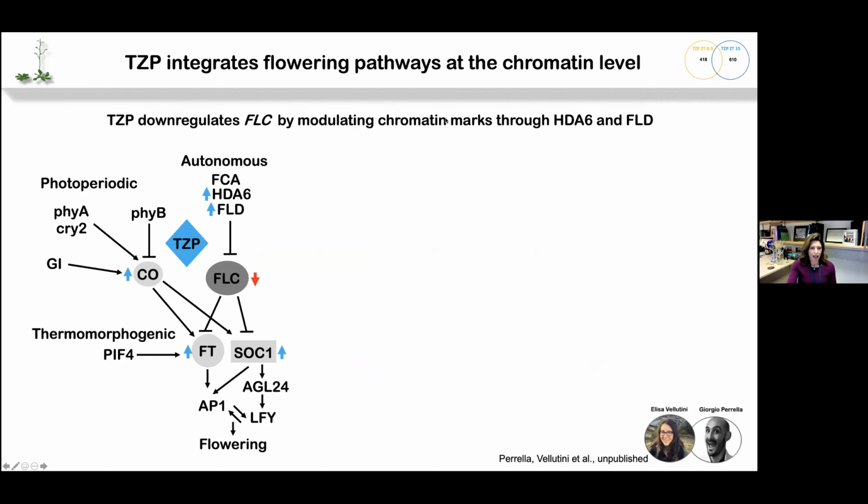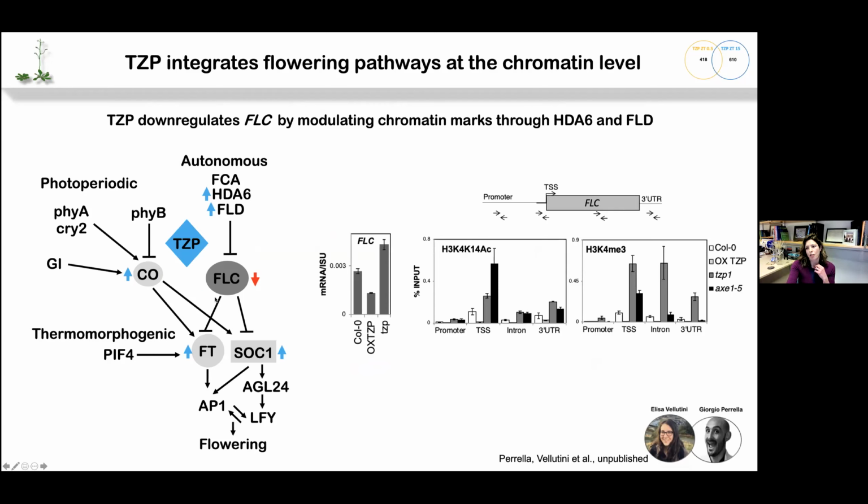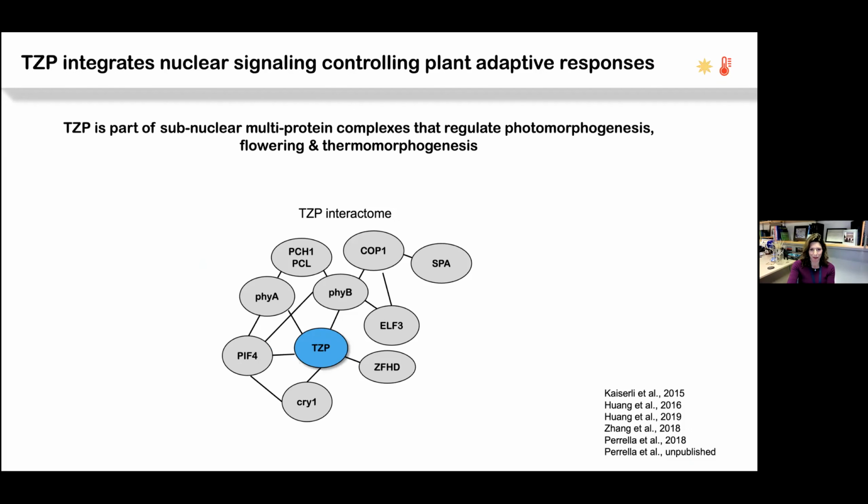So from that, it's probably the case that TZP downregulates FLC by modulating chromatin marks through HDA6 and FLD, so not directly. And actually, this is the case. This is what is happening. When we overexpress TZP, we see a reduction in H3K4, K20, K14 acetylation on the FLC locus, and also the same for H3K4 trimethylation. Whereas the opposite is happening in the TZP knockout, which is what we would expect. So clearly, TZP integrates different pathways at the chromatin level.